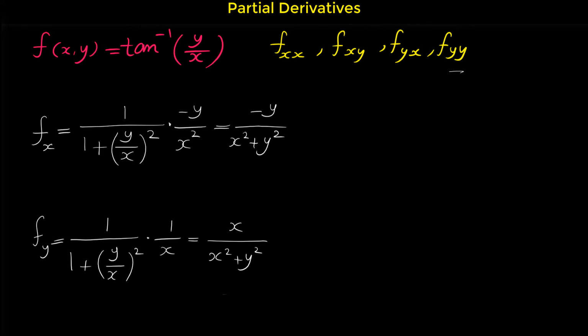Now we are ready to find the 4 second partial derivatives. Let us start with f sub xx. For finding f sub xx, we have to take the derivative of f sub x with respect to x again.